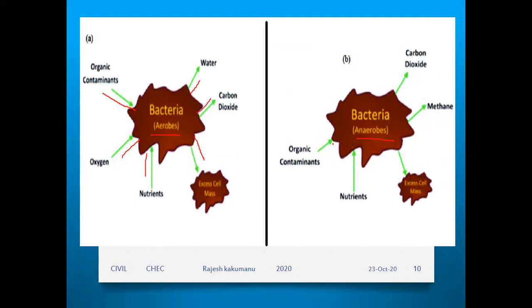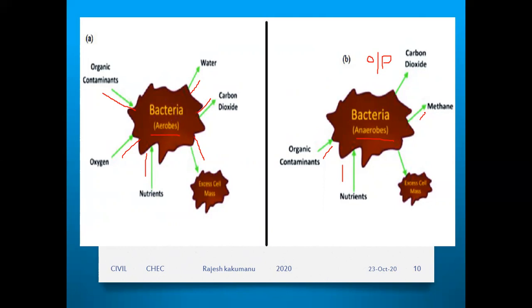Okay, next. In the anaerobic process, what are the inputs? The organic contaminants, the nutrients, right? These are the inputs, but not the oxygen, because it is in absence of oxygen, so we do not give oxygen as input. Then what are the outputs here? The outputs are carbon dioxide and methane. Simple diagram, right? To understand the aerobic process and anaerobic process.